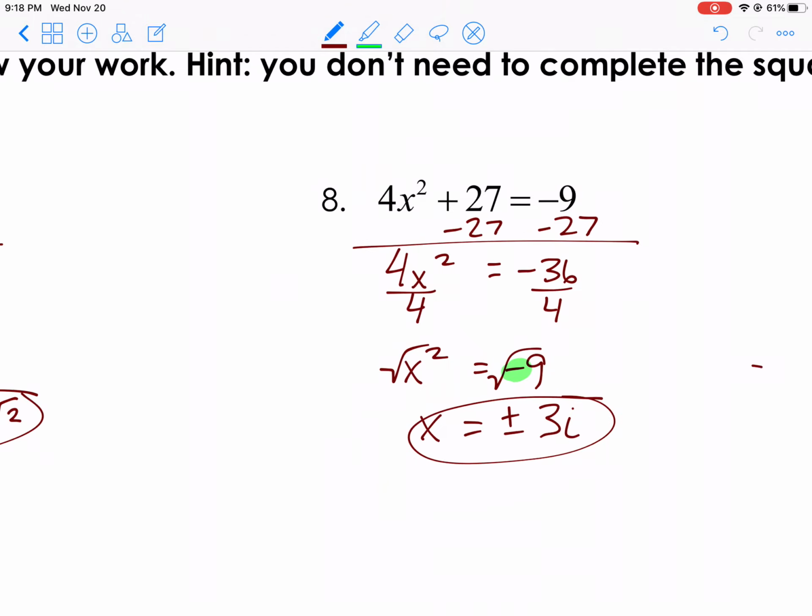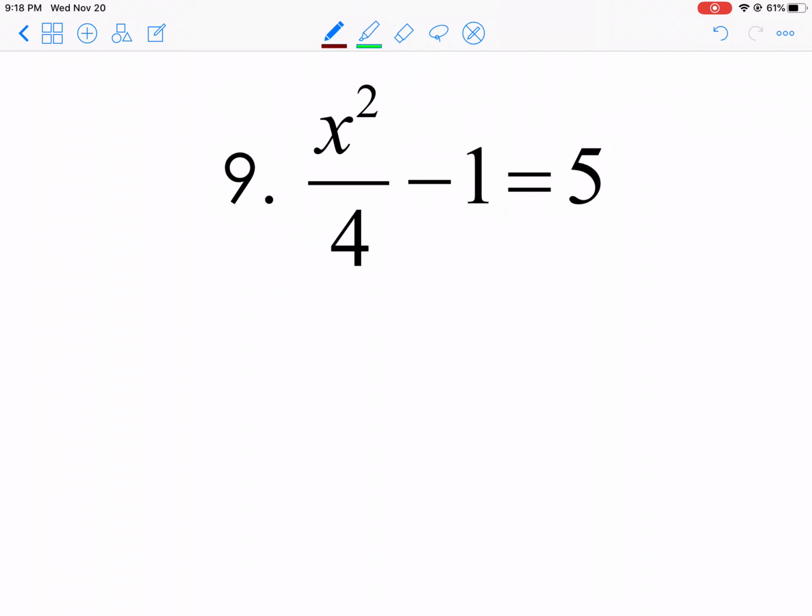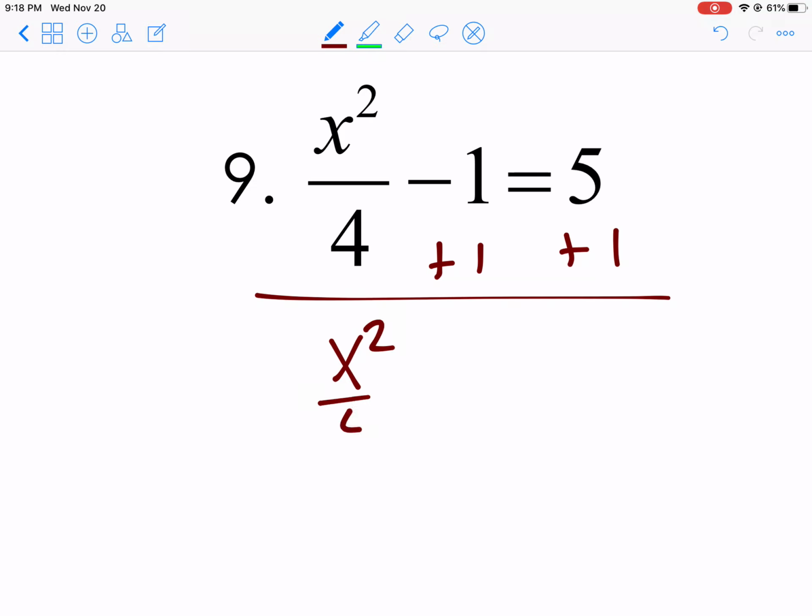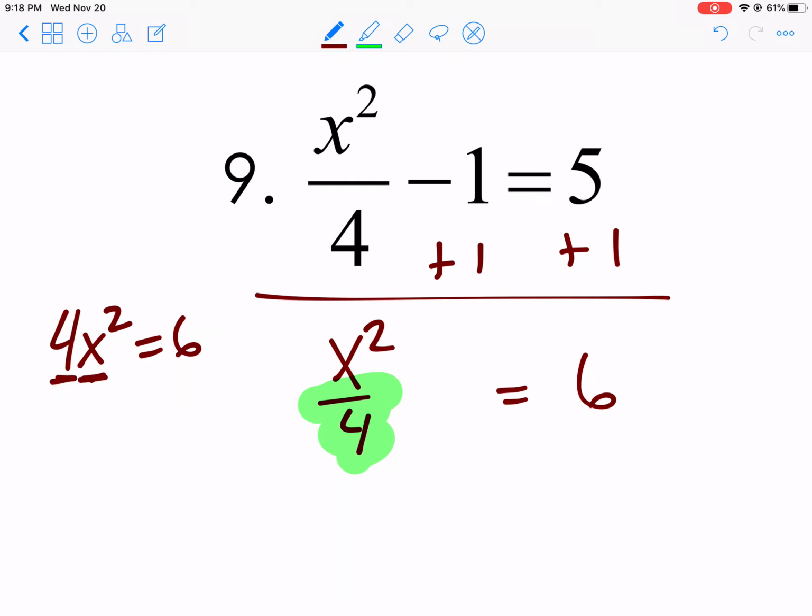Sweet. Let's try 9. Okay, we want to isolate x squared, so we're going to add 1 to both sides. Now we have x squared over 4 equals 6. X squared is being divided by 4 right here. In order to get rid of the 4, we want to do the inverse operation. If we had had 4x squared equals 6, where 4 is being multiplied to x squared, we would have divided in that case. In this case, to get rid of the 4, we're going to multiply. If we multiply this side by 4 and we multiply this side by 4, notice that 4x squared divided by 4, that's just going to be x squared.